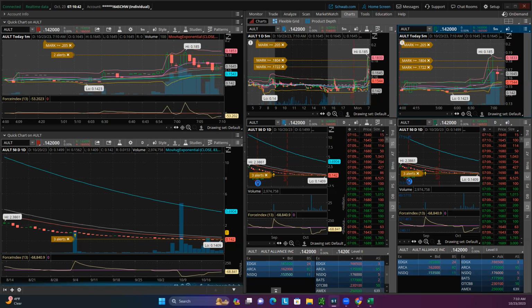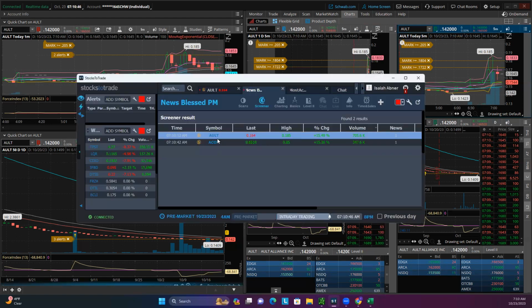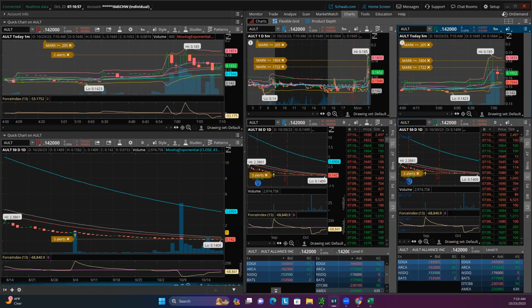This is how the news scanner looks in the morning. There's only two plays here. So the scanner is going to automatically give you the plays. The scanner is automatically going to populate plays.